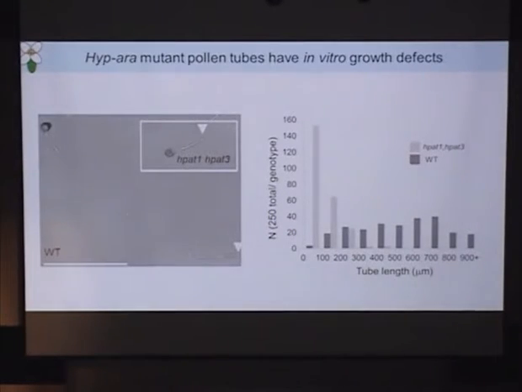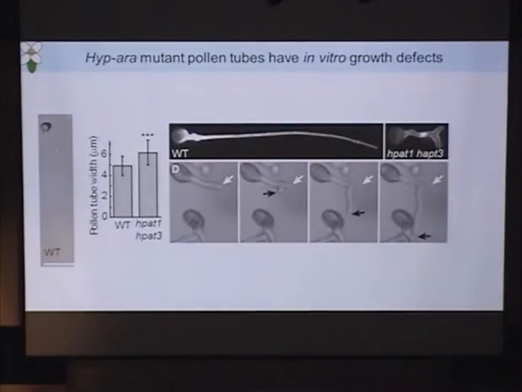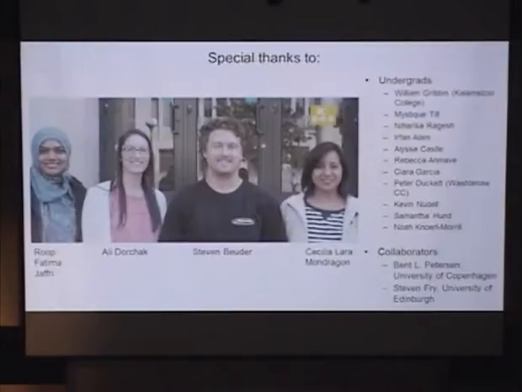And you can look in vitro at the pollen and see that there is indeed a defect. So if you grow these pollen tubes in vitro, the H-pat mutants will tend to be much shorter than the wild-type pollen tubes. They also have some additional defects. The tubes tend to be wider in the mutants, and you also get this occasional pollen tube branching phenotype, which you never see in wild-type. So there's something sort of structurally weird going on with these guys.